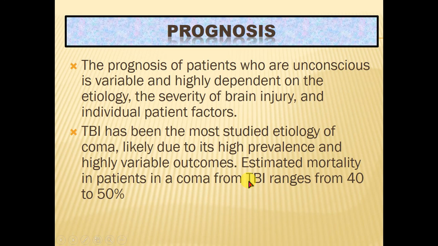Now, what is the prognosis? The prognosis of the patient who is unconscious is very variable. Why? Because the cause is variable. It is highly dependent on the etiology, to what extent the brain is injured, and individual patient factors. Okay. So traumatic brain injury is the most studied etiology of coma, likely due to its high prevalence and highly variable outcomes. In traumatic brain injury, the estimated mortality is 40 to 50%.